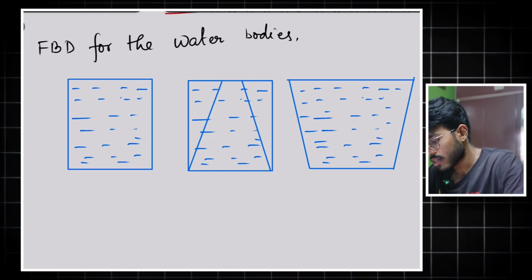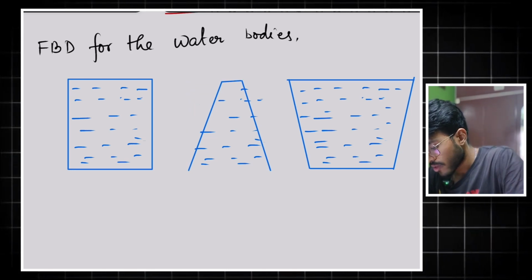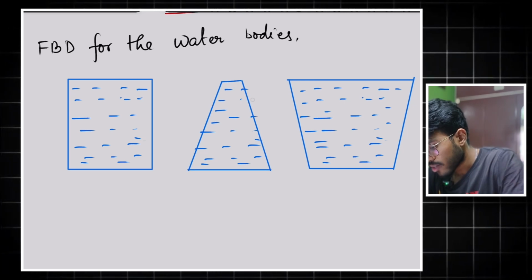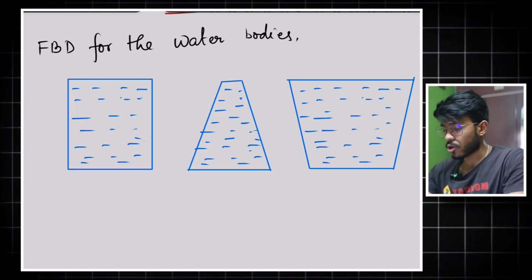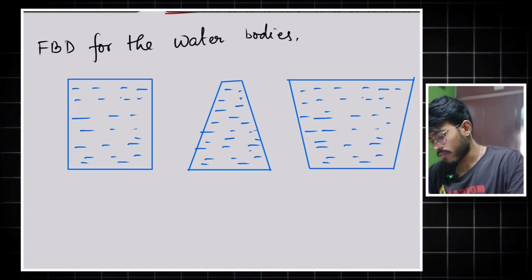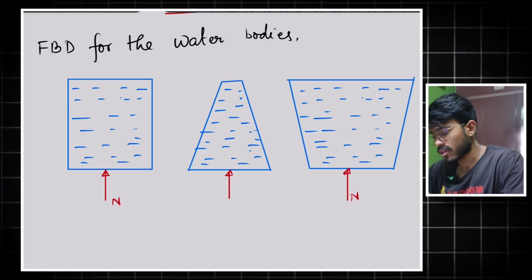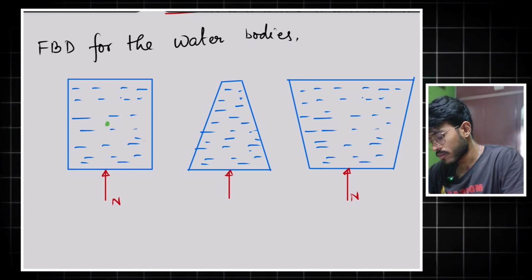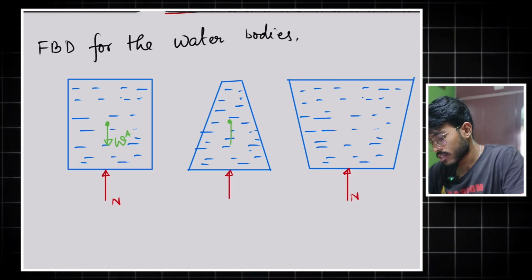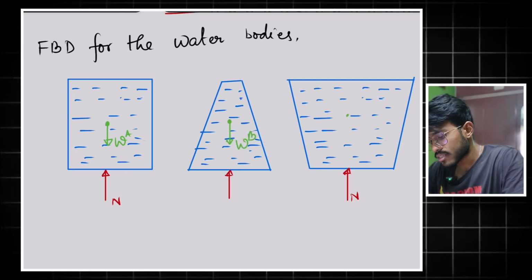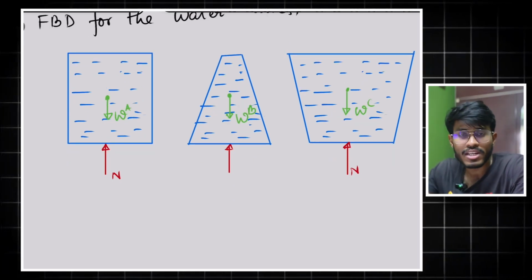Now here I will just remove these things. I will join this and I will join this. And I will remove these dots. Fine. So now let us draw the free body diagram. Firstly, I will have the same normal force for all of these. Then I will be having the weights of the water body, right? So this is the weight for tank A, this is the weight for tank B, and this is the weight for tank C.